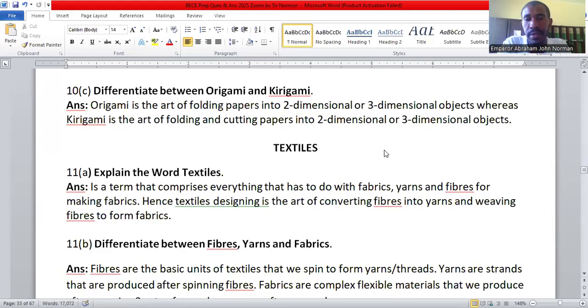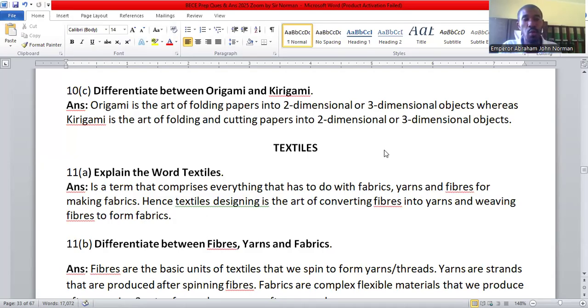Welcome back, viewers, again from the previous section where we spoke about paper crafts, origami, kirigami, and paper folding techniques. Now, the next focal point is on textiles.